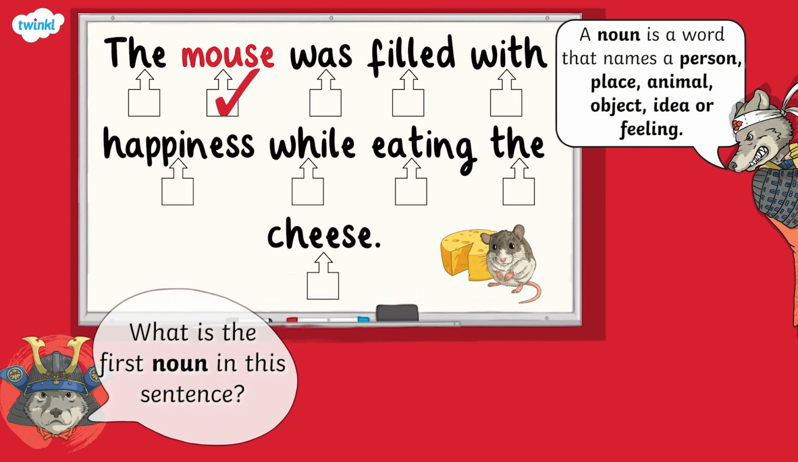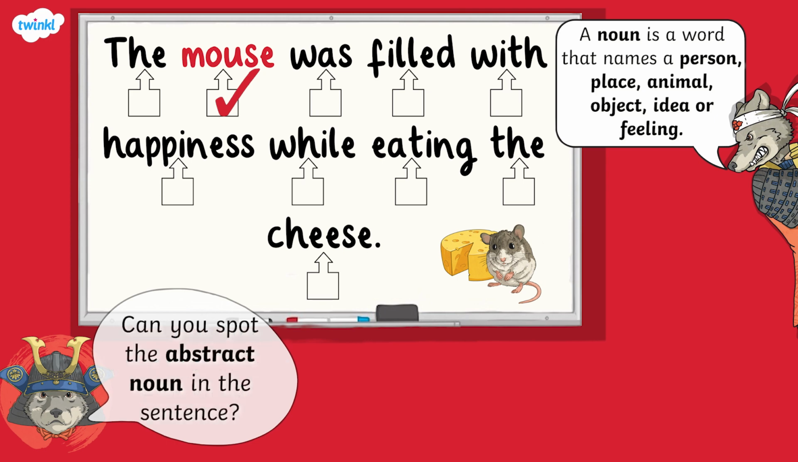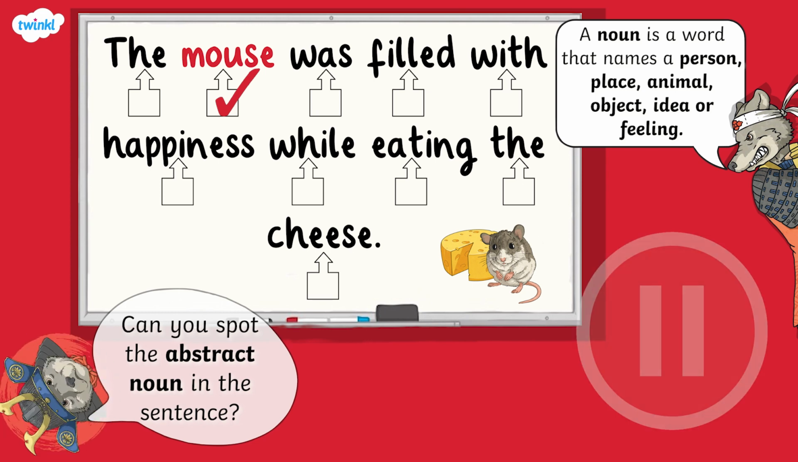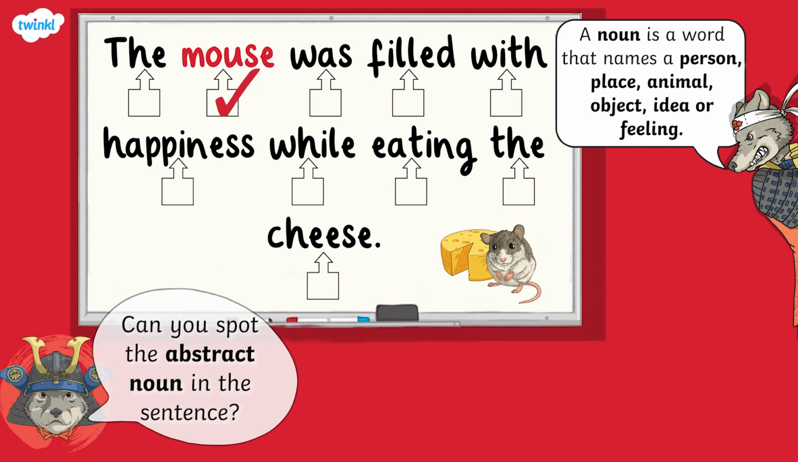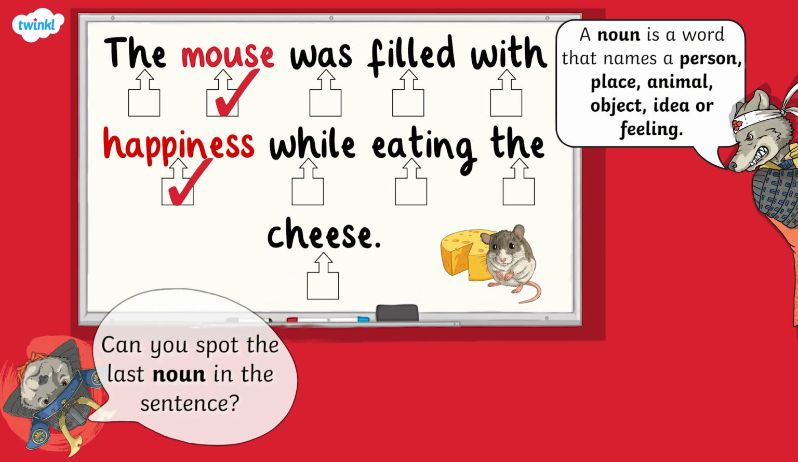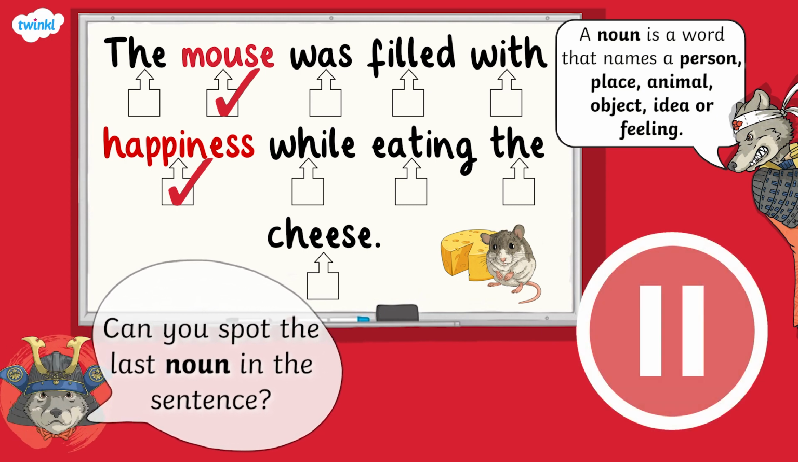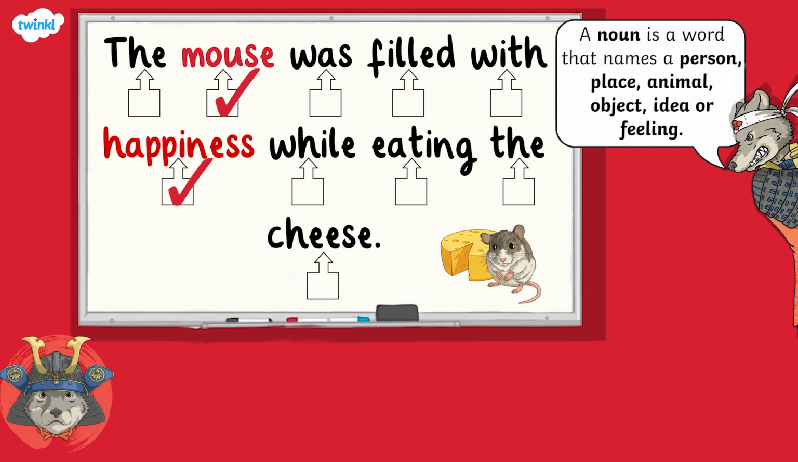It is what is known as an abstract noun, which means that it isn't something we can physically touch. Can you spot it? That's right, the word happiness is also a noun. Now let's look at the second part of the sentence. While eating the cheese. Can you spot the final noun? The word cheese is a noun.